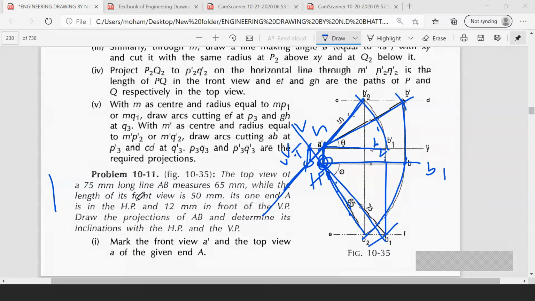Okay, here he has given a top view length, front view length, and the true length, and the positions of A in the HP and VP in this problem. The top view of the 75 mm long line AB measures 65 mm, while the length of its front view is 50 mm. One end A is in the HP and 12 mm in front of VP. Draw the projections of AB and determine its inclinations with HP and VP.